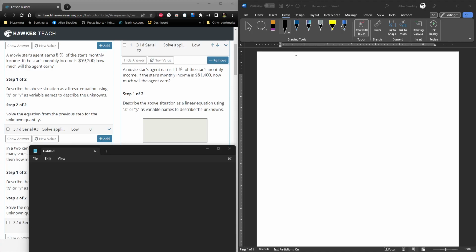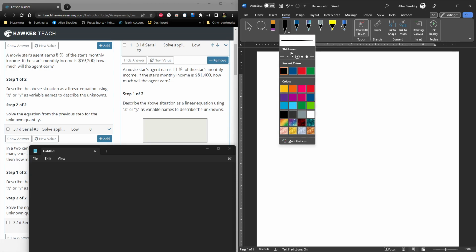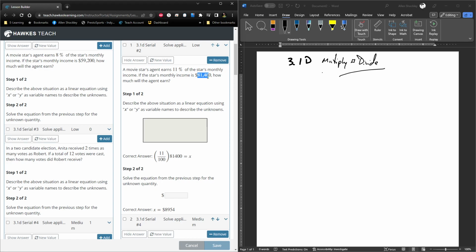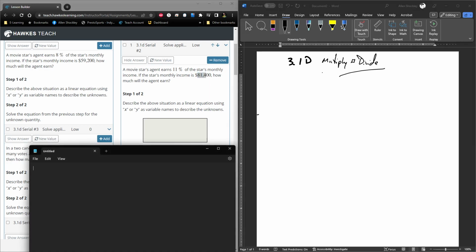All right, I think this was 3.1D. Let's decrease that just a little bit. Multiply and divide. Okay. So if we look over here, we have 11% of a star's monthly income, and they're making that much. Let's just give away the answers.